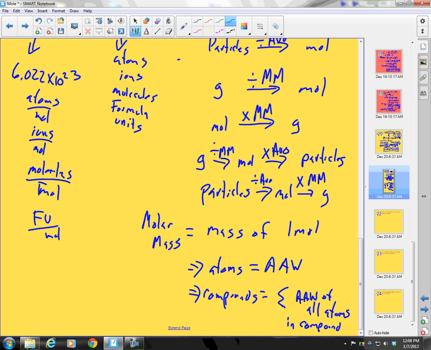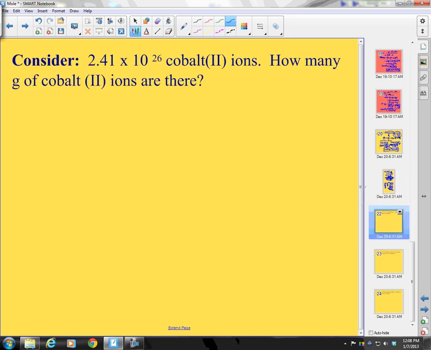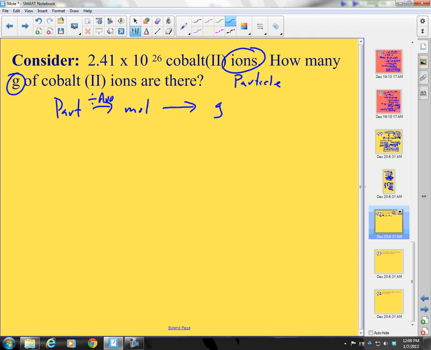So let us go on and do a couple more problems, and we are done with the mole. Here we go. I have 2.41 times 10 to the 26 cobalt 2 ions, how many grams? So what am I doing? I'm going from ions to grams. Ions are a particle. So we're going to go from particles to moles to grams, meaning how do I go from particles to moles? I'm going to divide by Avo. How do I go from moles to grams? I'm going to multiply by the molar mass.